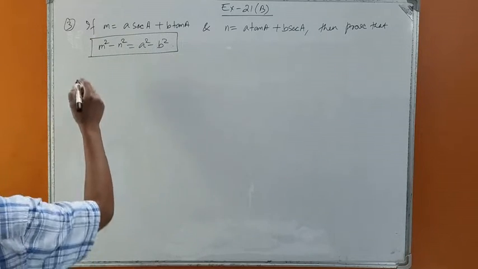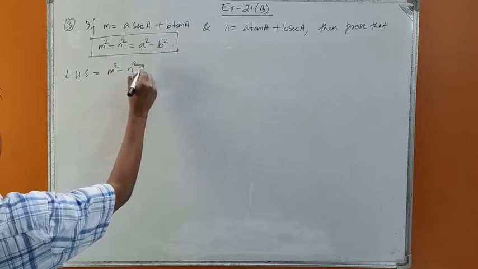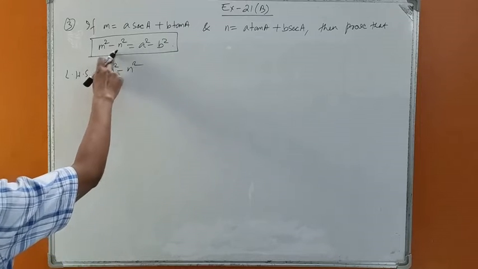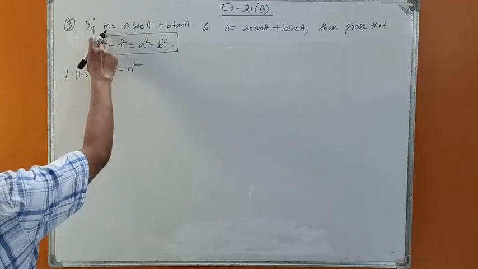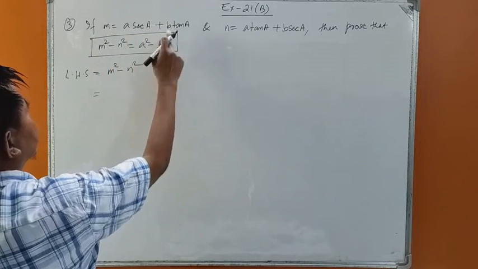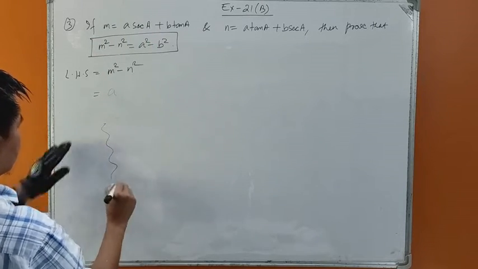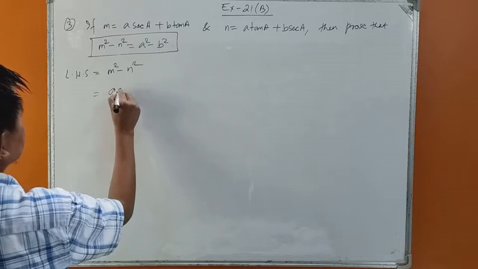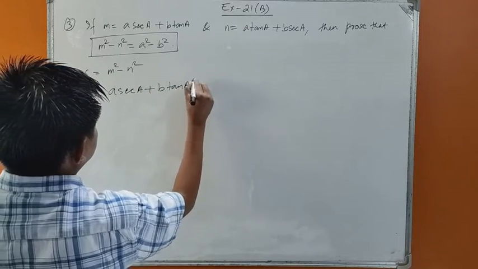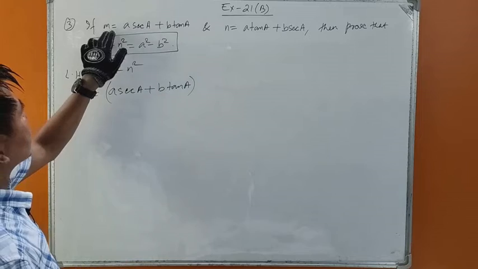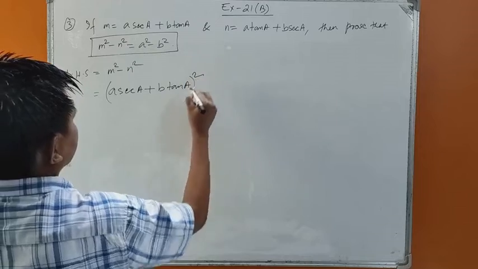Okay, so left hand side, LHS equals m square minus n square, isn't it? This is what we have in the left hand side. So using this we are asked to prove a square minus b square. So let's put the value of m. M means a sec a plus b tan a. This is m, isn't it? M is a sec a plus b tan a. M is squared, so we must put a square.